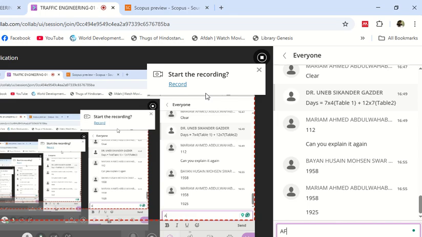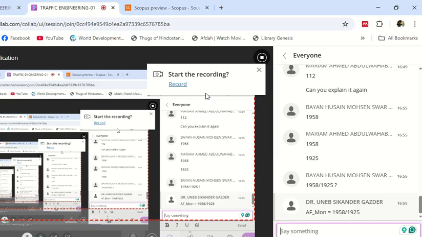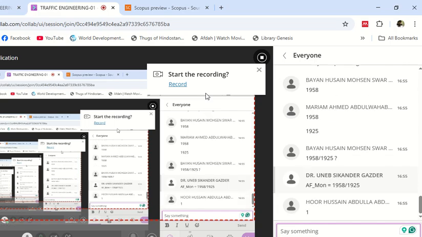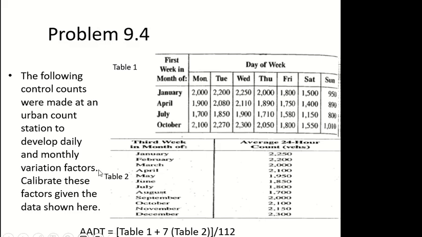Okay, so if I want to calculate the adjustment factor for Monday, it will be the ADT divided by the average of the Monday. Okay, and you will get the adjustment factor for Monday, almost one. And if you want it for the Tuesday, then you will do the average of this column and then ADT divided by the average of this column. Okay, and so on and so forth. So this is for the days of the week.